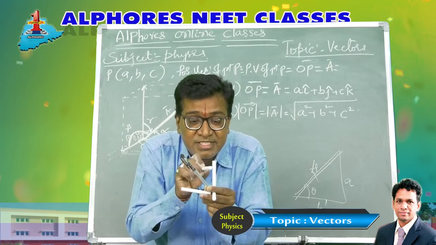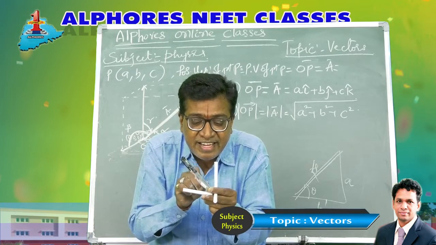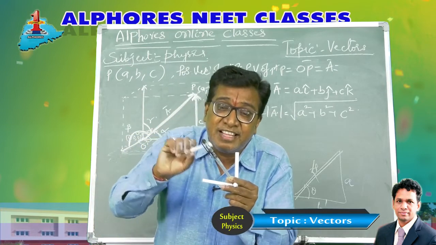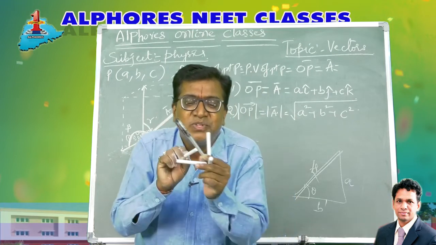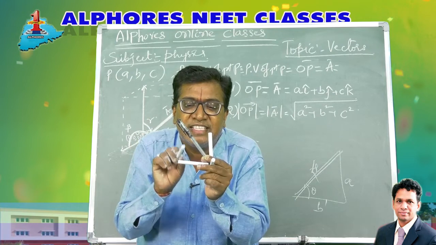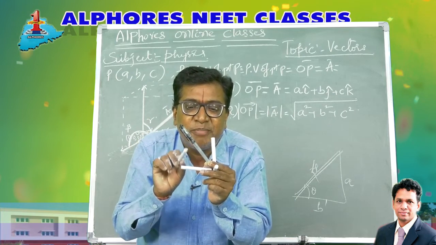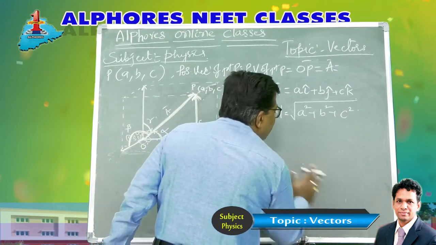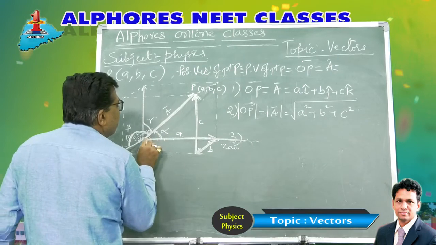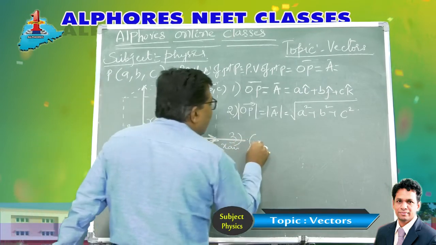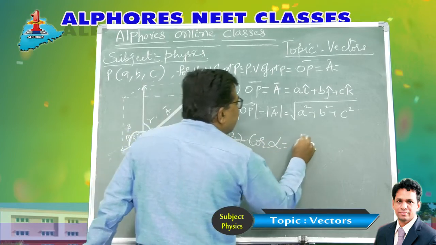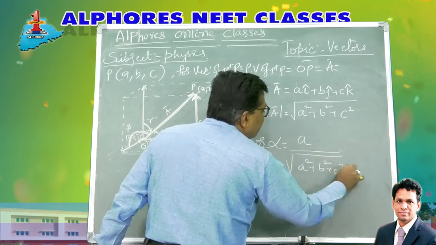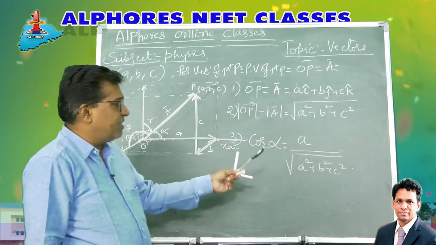What is this adjacent length? This is the length I travelled along the x-axis. It is a units, so this is a. Now this is the length of the vector, root of a square plus b square plus c square. So cos alpha is adjacent by hypotenuse. Adjacent is a, hypotenuse is root of a square plus b square plus c square. So cos of the angle made by the vector with the x-axis is a by under root of a square plus b square plus c square.